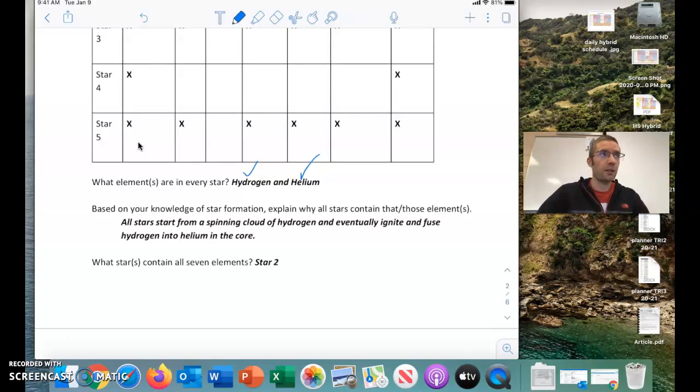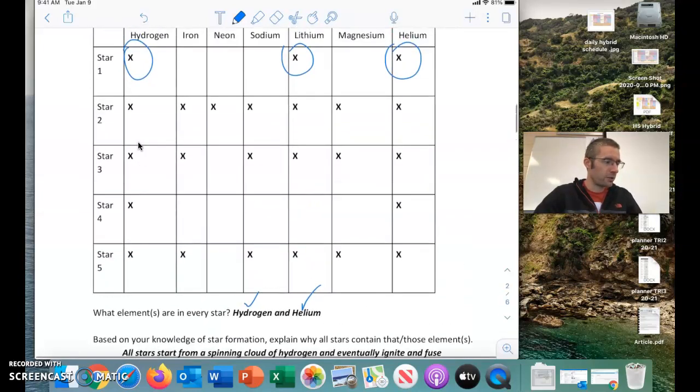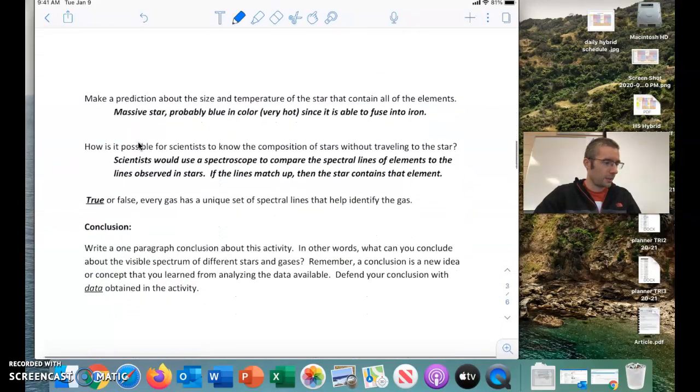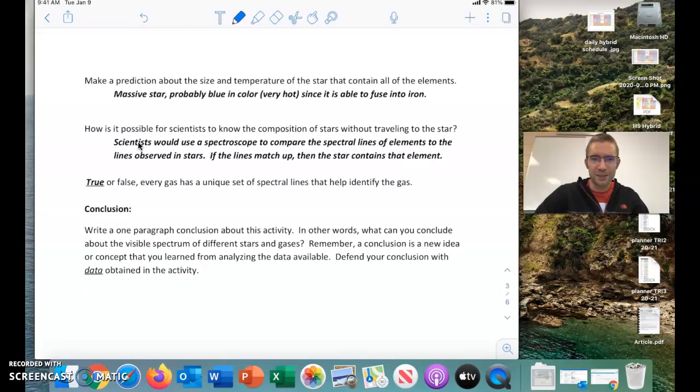Stars are these very large balls of extremely hot gases. Hydrogen, helium, they're both gases. And when stars start to form, they have to form from something, right? And the something that they start with are hydrogen and helium. The next question deals with what star has all elements, and that would have been star number 2. Going through that process of matching the elements to the lines in the stars, star 2 had every single one.